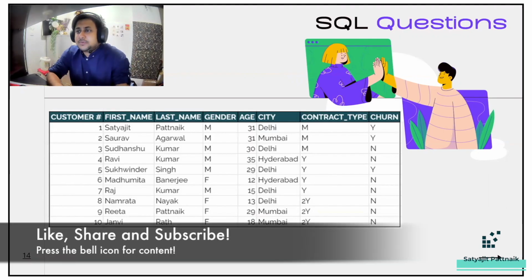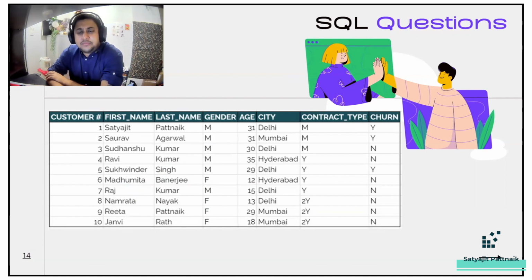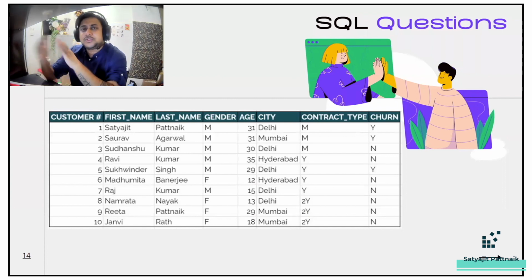So let's get started with this SQL session. I have a dummy data set. This is how the data set looks like. I have customer ID, first name, last name, gender, age, city, contract type, churn. Now, SQL questions are very common for data analytics roles. For business analytics roles also, I think in 70-80% of cases, they do ask SQL questions. And it's not just basic SQL, they will also ask you some advanced SQL questions. So in this video, we'll talk about basic to intermediate level, and slowly as we proceed with the next videos, we'll come up with some advanced SQL sessions as well.